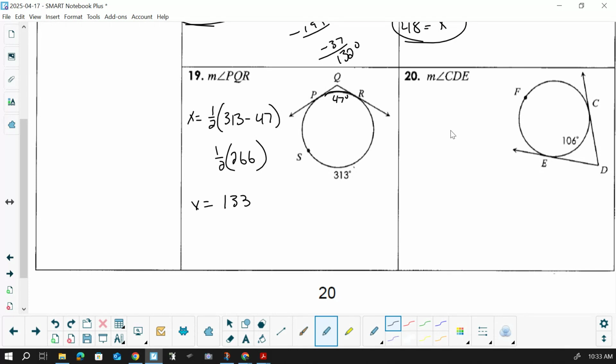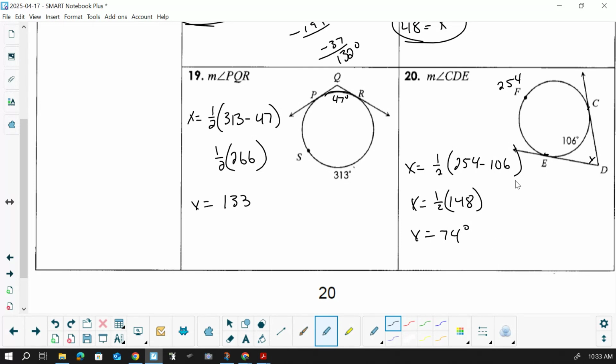Final question. The big arc I don't have, but it is the rest of the circle. 360 minus 106 gives me this. It is 254. Right? Angle equals 1/2 big arc minus a small arc. Okay. And let's see here. 254 minus 106 is 148. 1/2 times 148 is 74.